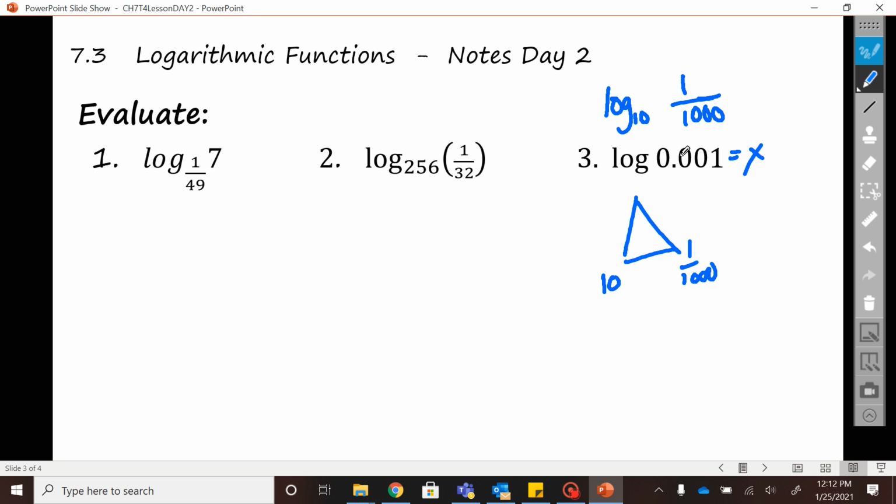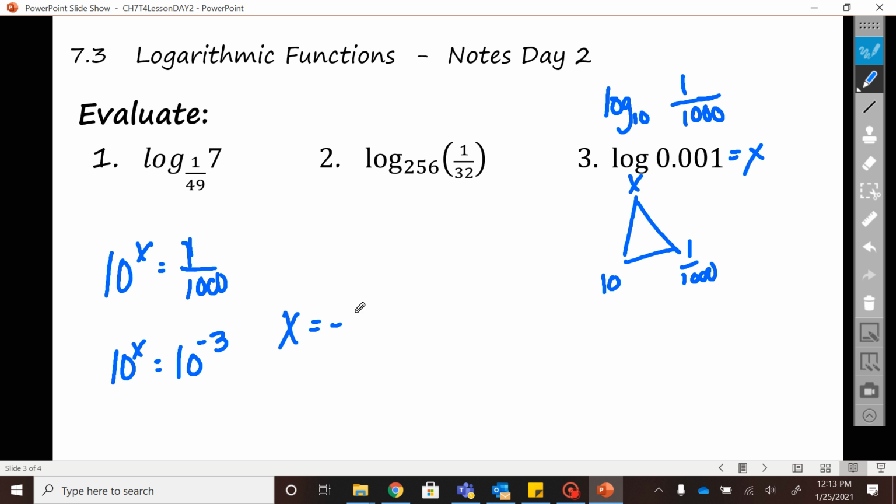And remember, I'm trying to evaluate this, so I'm essentially going to solve it, or figure out what x is. So if I write this as 10 to the x equals 1 over 1,000. So remember, we need to give these the same bases. So this is 10 to the x, and this is 10 to the negative third. Okay, because 10 cubed is 1,000, so 10 to the negative 3 is 1 over 1,000, which means that x is equal to negative 3. So I can just say that this is equal to negative 3.